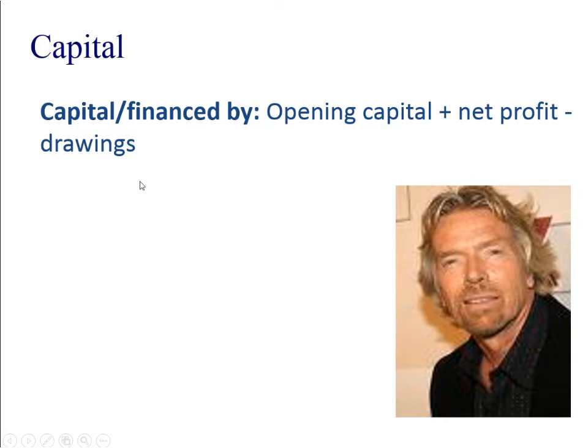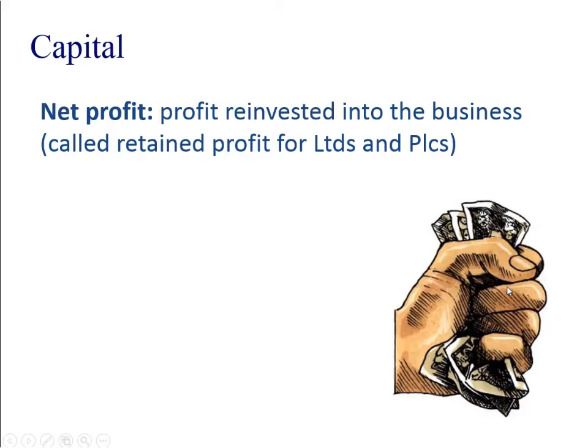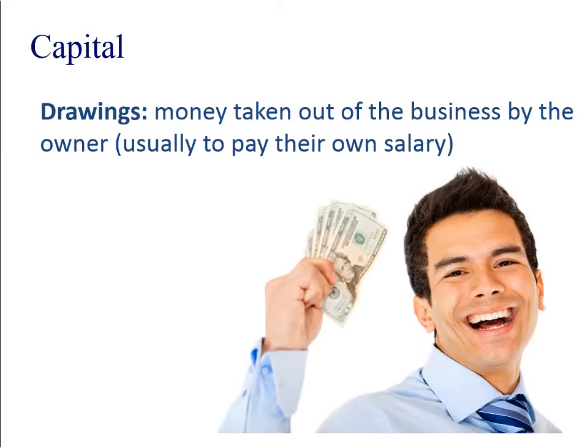So drawings are not pretty pictures in this case. It's money that's taken out of the business by the owner, usually to pay their own salary. So I've put a picture of an entrepreneur there, Branson, to show you, that would be kind of the money he'd invested. So net profit there, often called retained profit for LTDs and PLCs, but because we're looking at sole traders, usually for the AS question, sole traders, I don't think there's ever been a question on partners' balance sheets, but it could come up. But it's called net profit on theirs. Drawings, money taken out of the business by the owner.